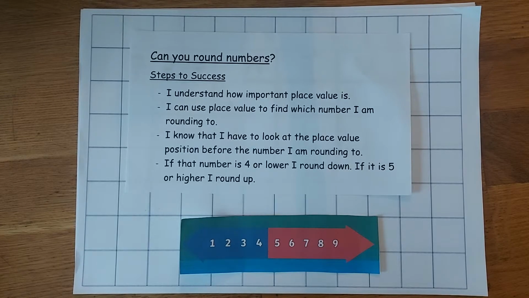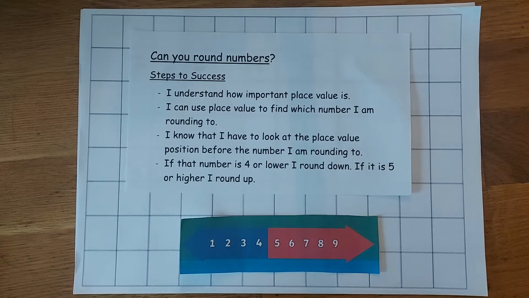So, steps to success. First up, I understand how important place value is. Now, we look at place value a lot. We're talking about units, tens, hundreds and thousands, sometimes decimals, decimal points, tenths, hundredths, okay? And we use it a lot. Our whole number system is based on place value. A number's value depends on which column it's in. If it's in the units column and it's a 4, it's worth 4. If it's in the tens column, it's worth 40.